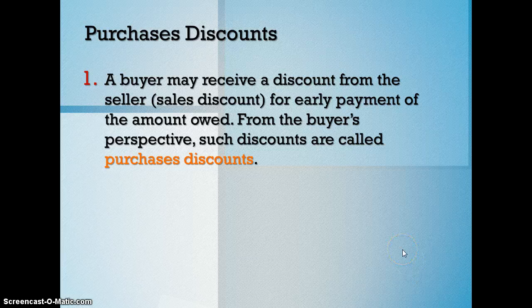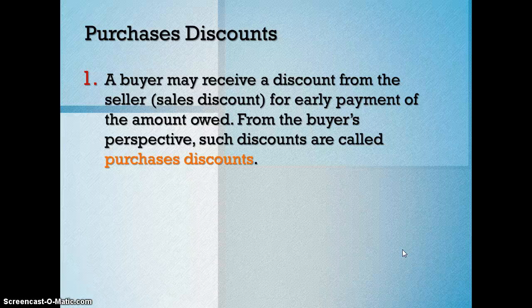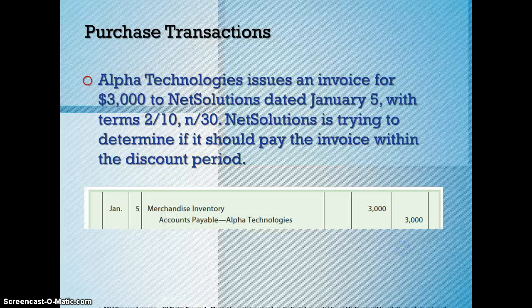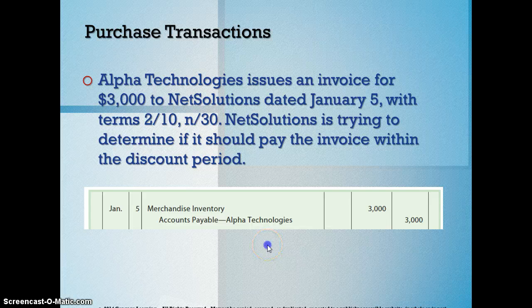All right, so if we take that discount, what happens is we've got a purchase discount. They may receive the discount for early payment, and if we do that, then it'll look like this. This is when we bought the merchandise. We bought the merchandise on January 5th. We increased our inventory, and we increased our liabilities by $3,000.